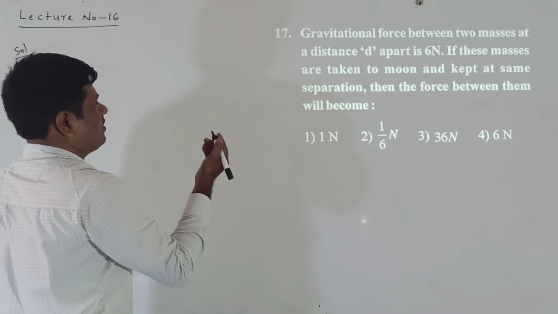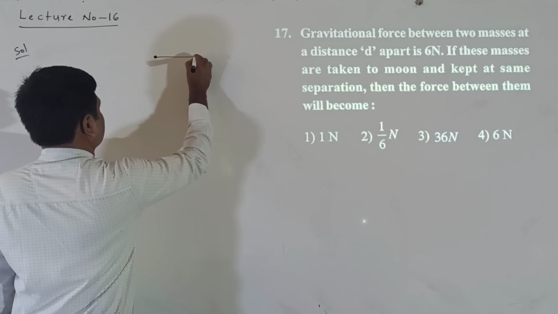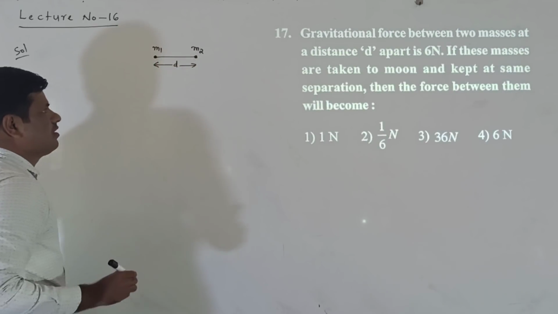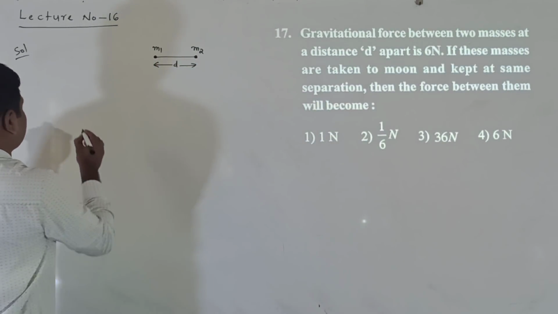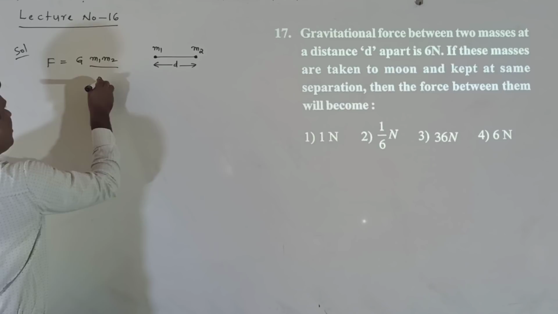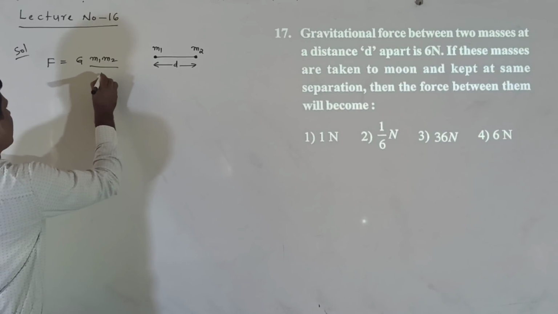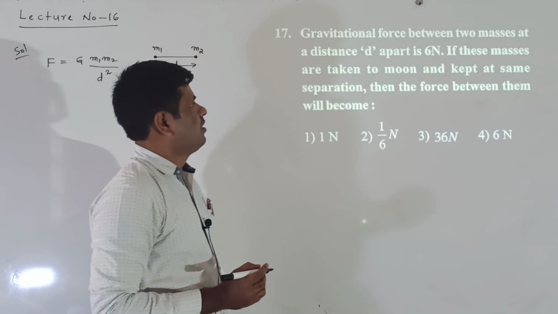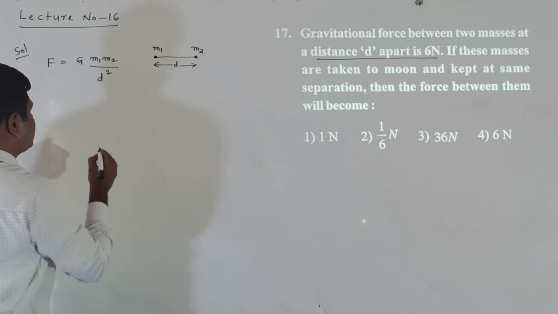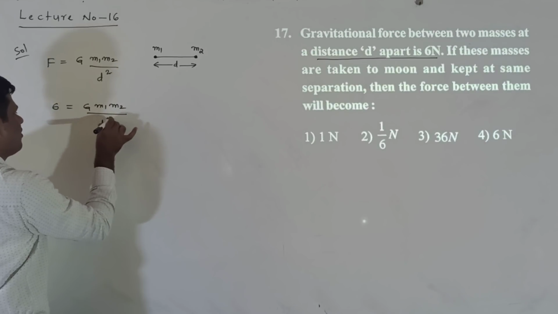Listen here. Gravitational force between two masses. I consider the two masses as m1, m2. They are separated by a distance d. Clear, this is. Now the force between them can be written as F is equal to G into m1 m2 by r square. R square means here distance d, so d square. Clear. Listen. Here that force is given as 6 Newton. With distance d, 6 Newton is equal to G into m1 m2 by d square.